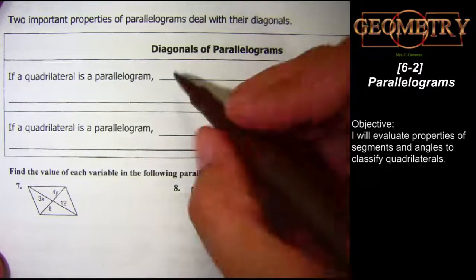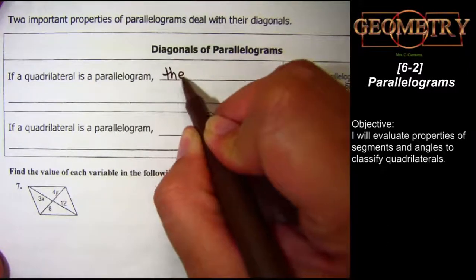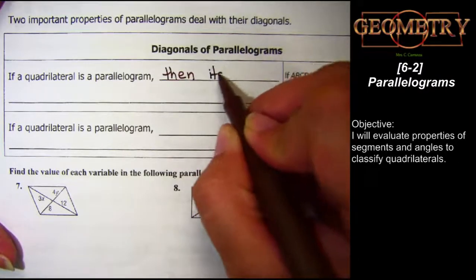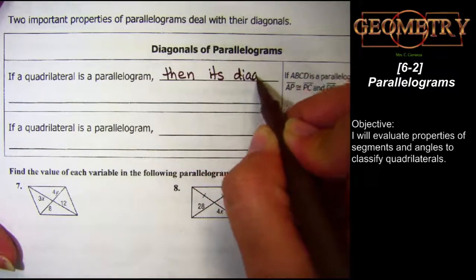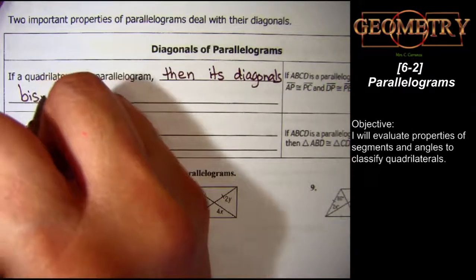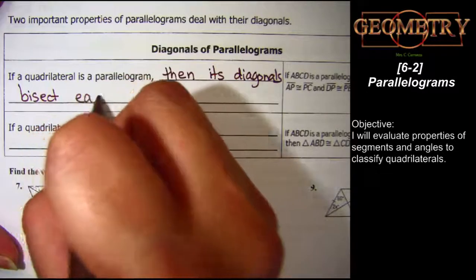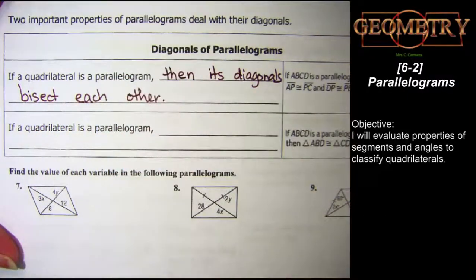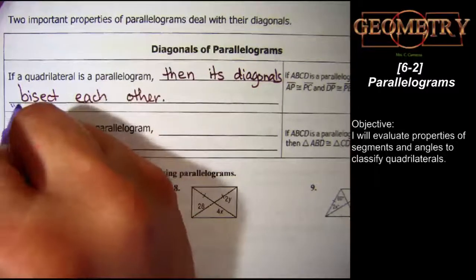So our first property of the diagonal says that if we have a quadrilateral and it's a parallelogram, then its diagonals are going to do something really special. The diagonals are going to bisect each other. What does bisect mean? Cut into two equal parts. Beautiful.